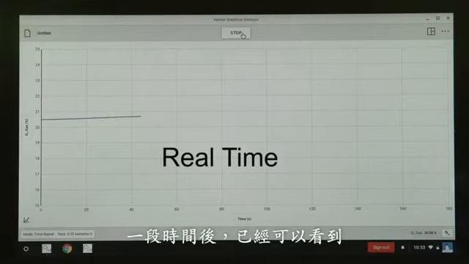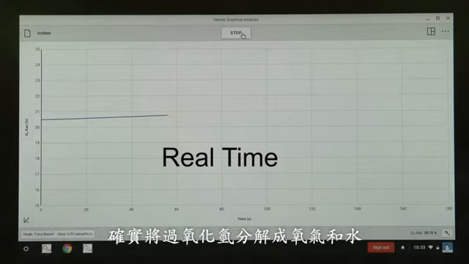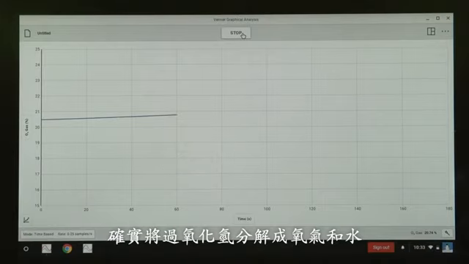You can see already, after a little bit of time, that our oxygen gas values are already increasing, showing us that the enzyme is indeed breaking down our hydrogen peroxide into oxygen gas and water.